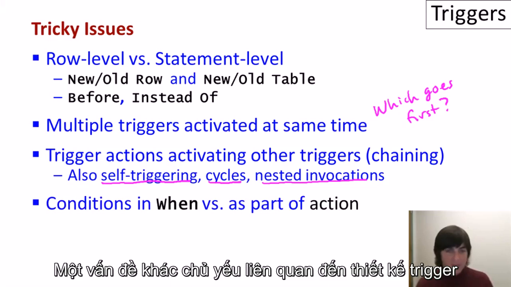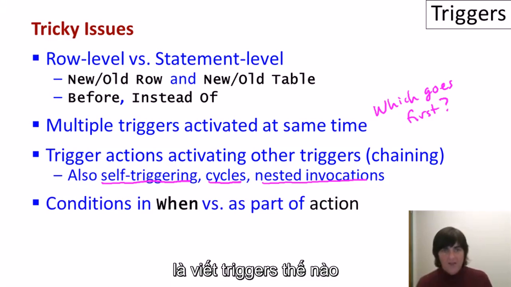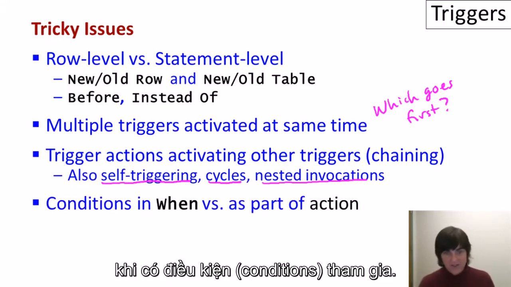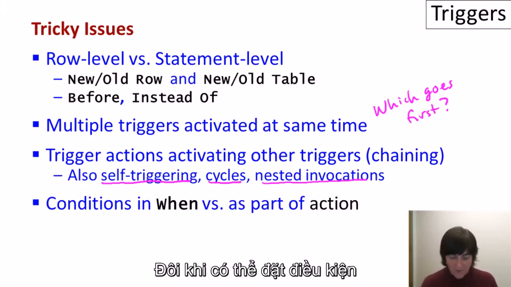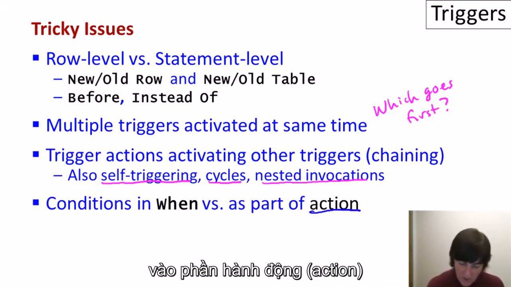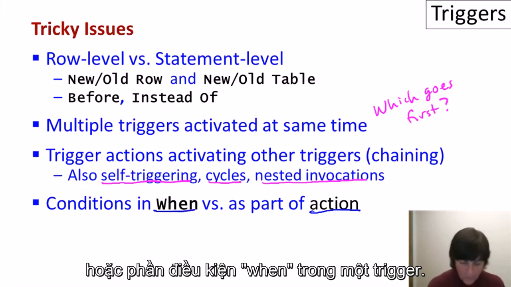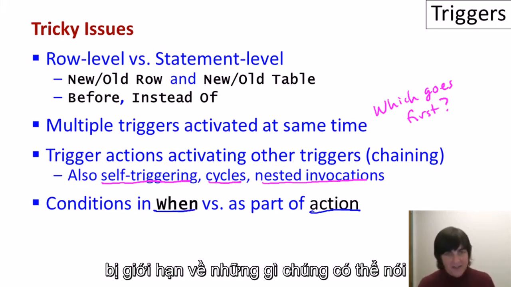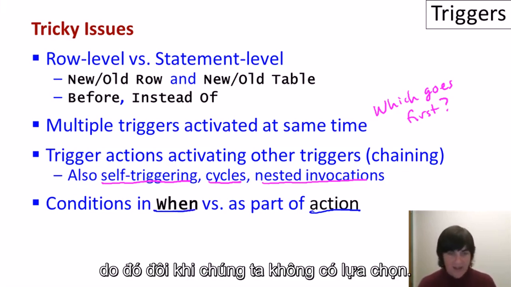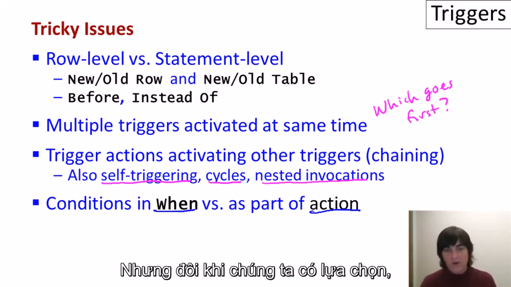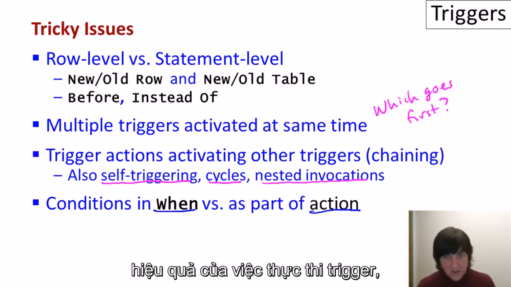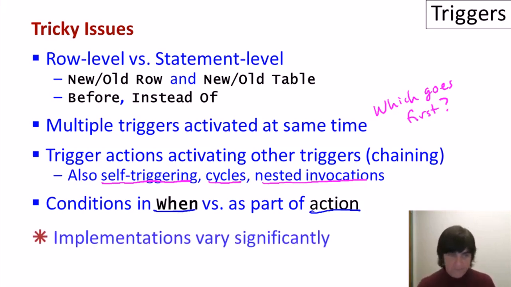Another issue that's really more about trigger design is exactly how to write one's triggers when conditions are involved. Sometimes it's possible to put a condition either as part of the action or as part of the when clause in a trigger. Now, certain trigger languages are limited to what they can say in the when, and then again we wouldn't have a choice, but sometimes we do have a choice, and it could affect the efficiency of trigger execution depending where we put the condition.